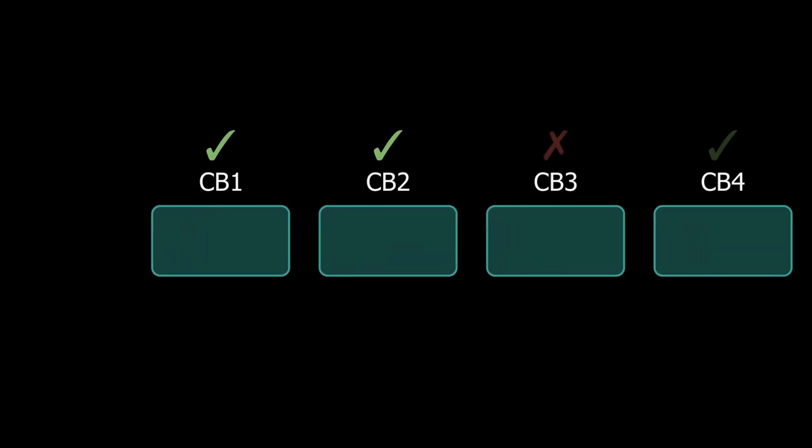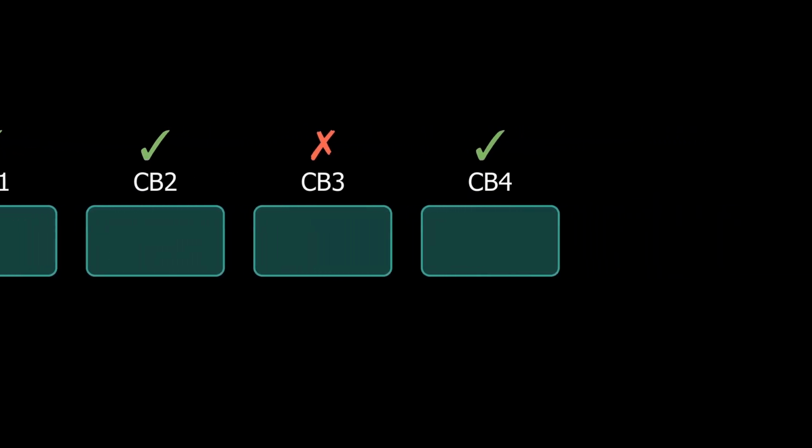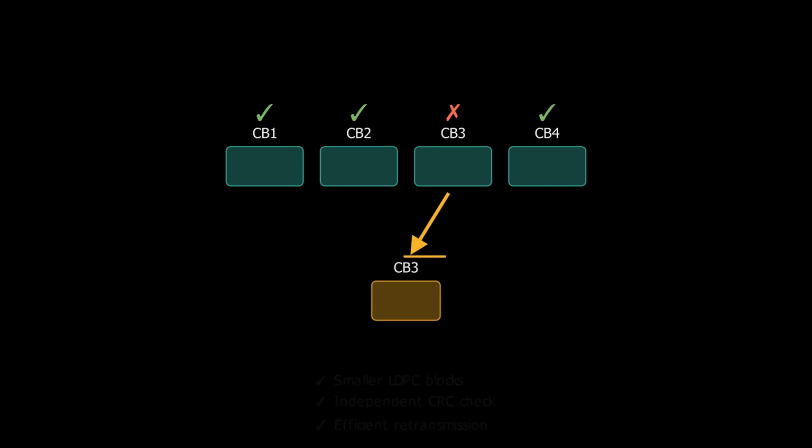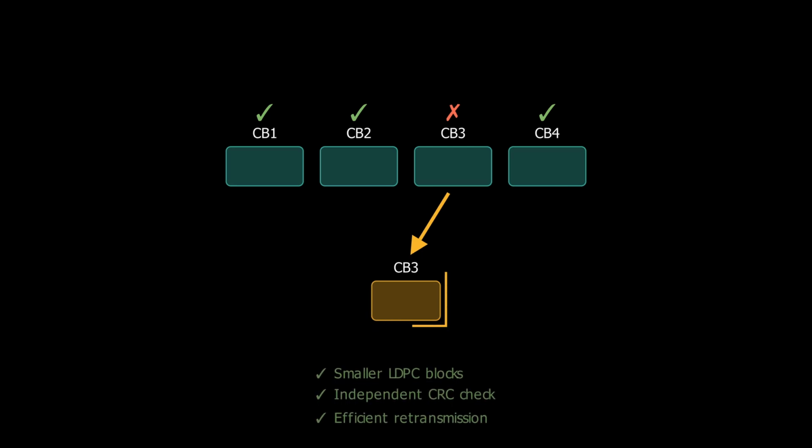After decoding, each code block is checked independently using its own CRC. Most code blocks may decode successfully, while one may fail. Instead of sending the entire transport block again, only the failed code blocks need to be retransmitted. This reduces decoding complexity, allows independent error detection, and makes retransmissions much more efficient.